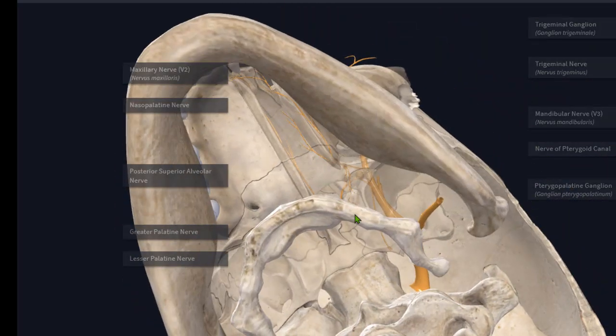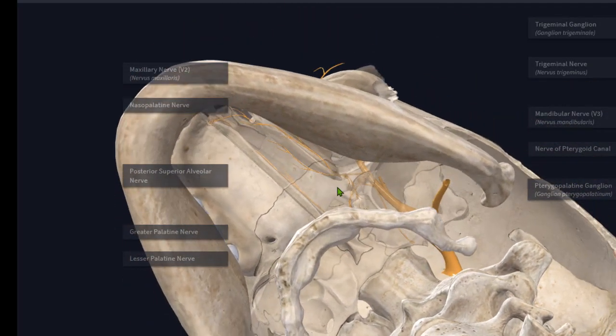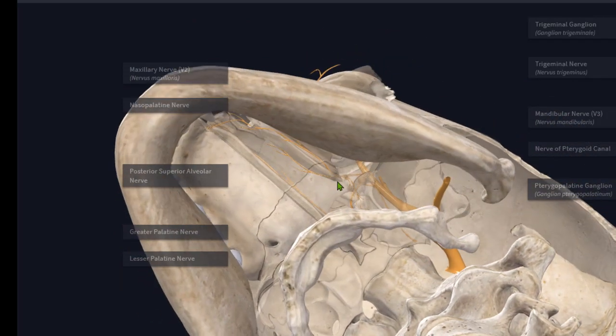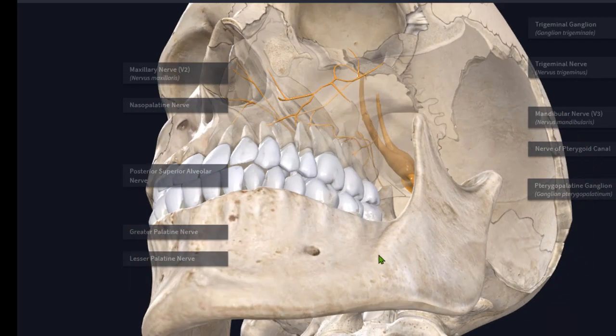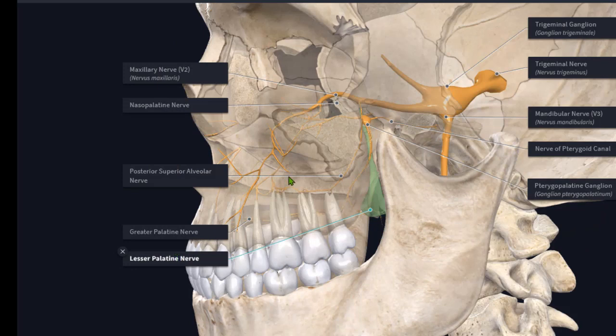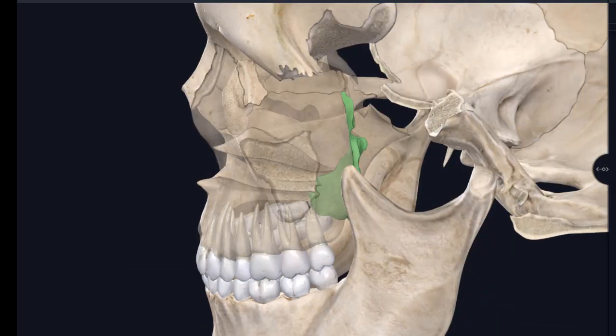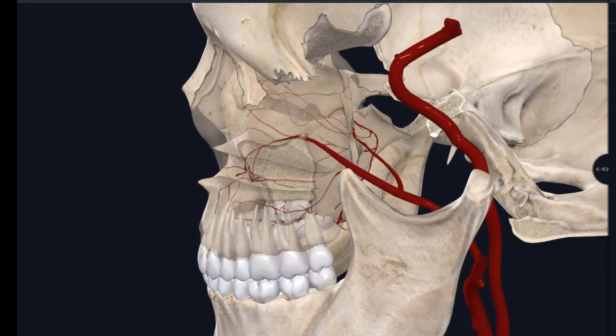At this point you can see the presence of the greater palatine and the lesser palatine nerves. Okay. Now here you will find the lesser palatine nerve also. You can see the lesser palatine nerve. So these are the nerves that are related to the maxilla. Like that, you will find some of the arteries that are also related to the maxilla. Mainly you will find the maxillary artery.